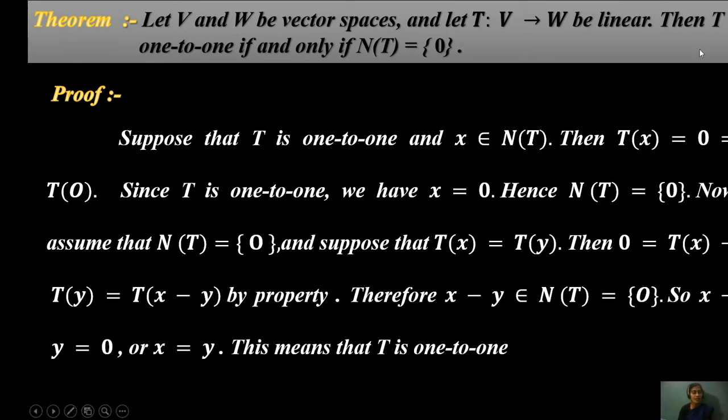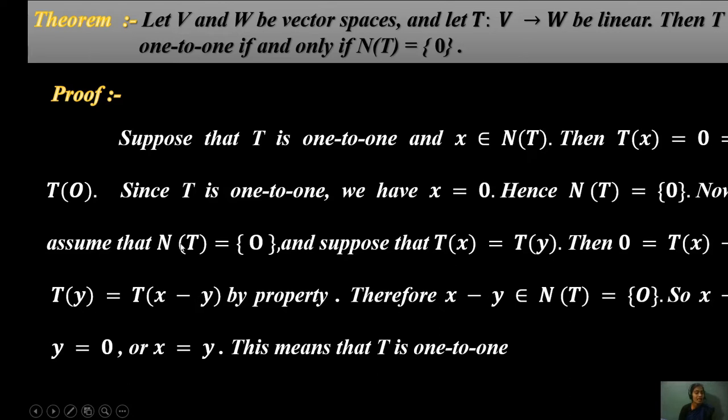Hence, let x be an element of N(T). Then T(x) equals 0. Since T(0) equals 0 and T is one-to-one, we have x equals 0. Hence N(T) equals {0}.